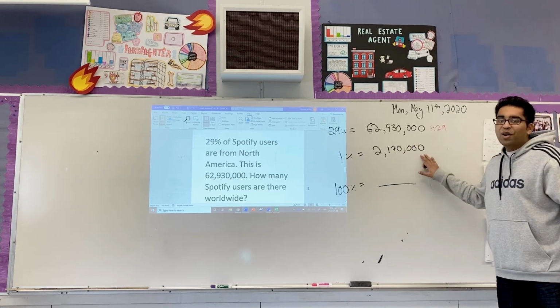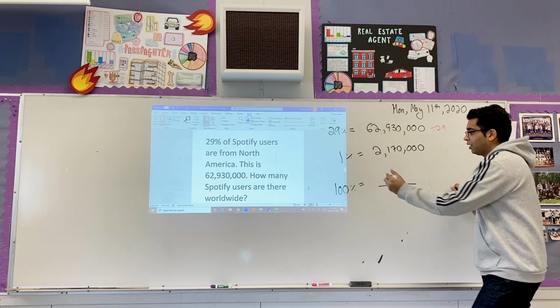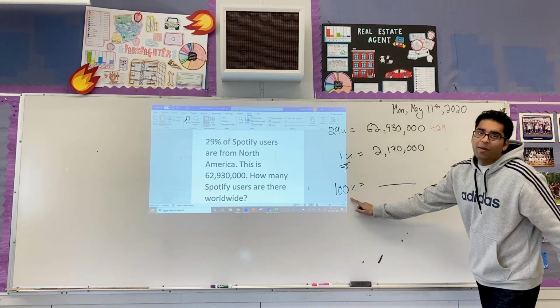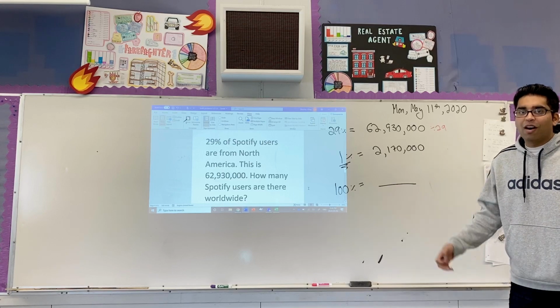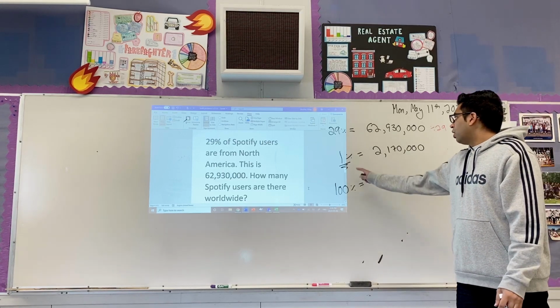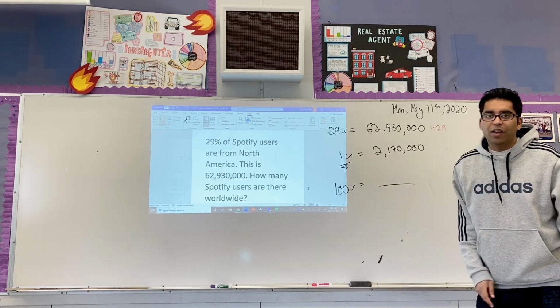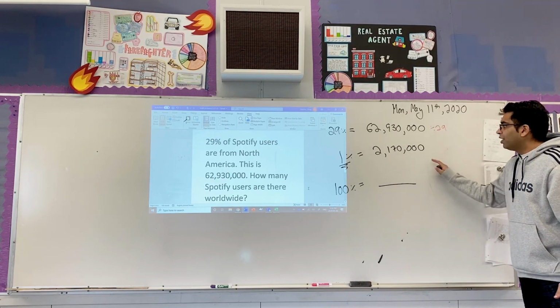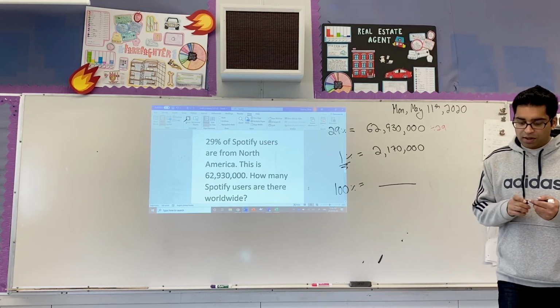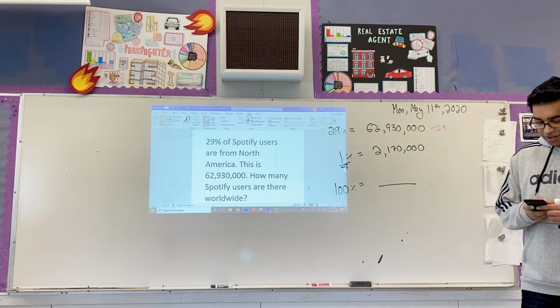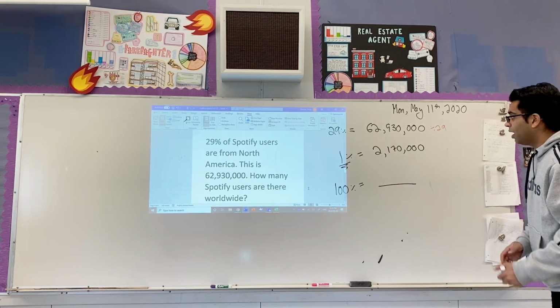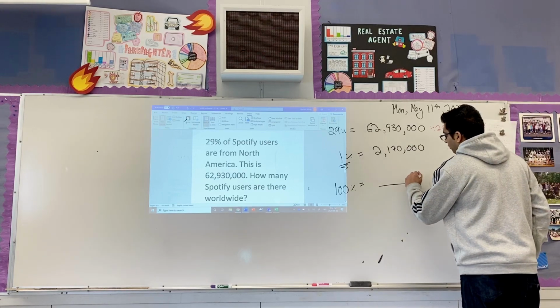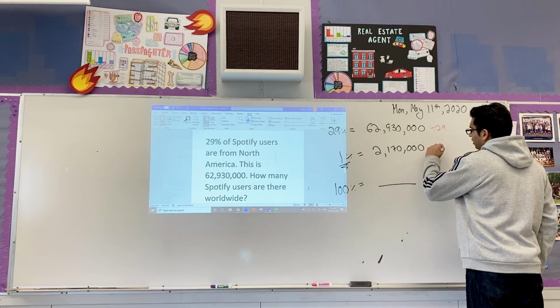If this number is just 1% of the total amount of users worldwide, how can we find how many users Spotify actually has? To get from here to here, we times by 100. So to get from here to here, we'll times it by 100. 2,170,000 times 100 equals a giant number. Basically gonna add 2 zeros.